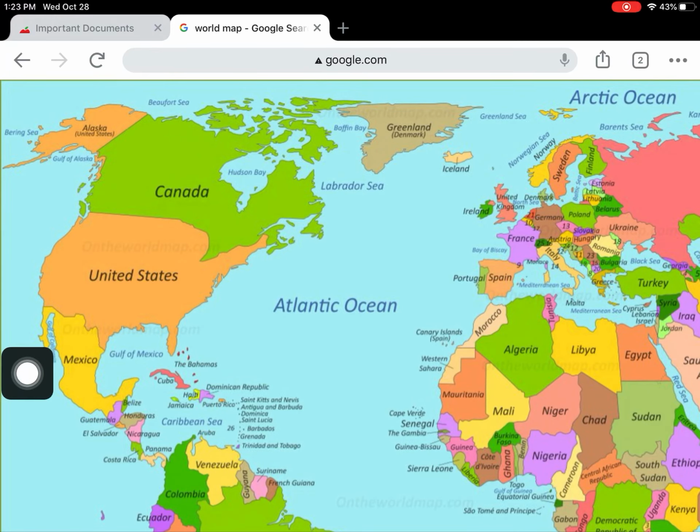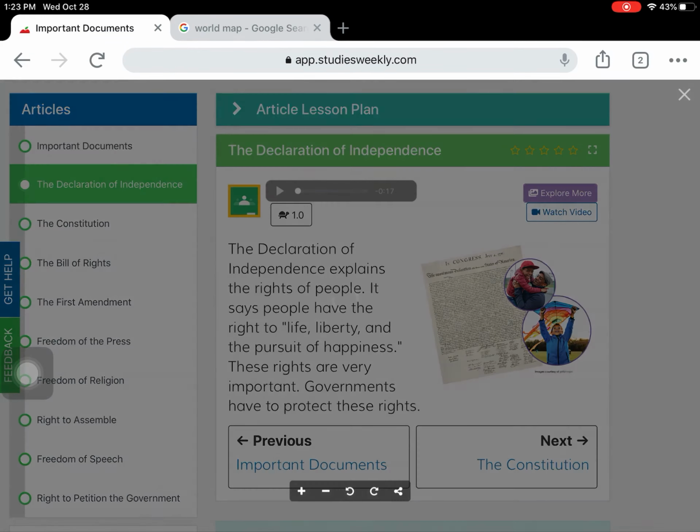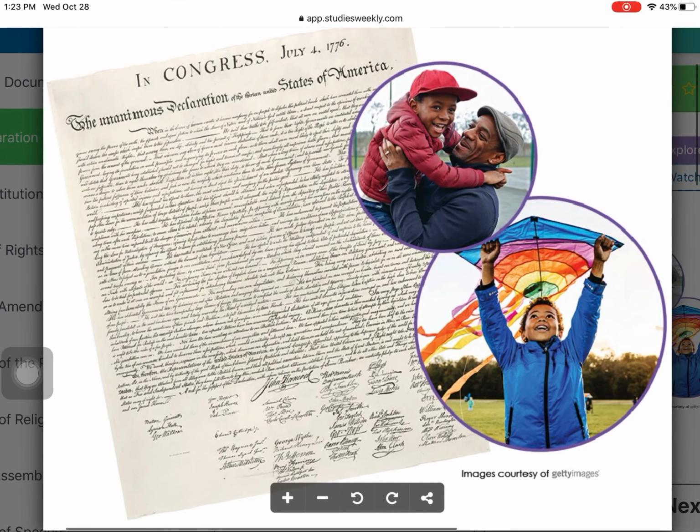There came a point where the colonists finally got so tired of being told what to do by the king that they decided that they were going to break away from being a part of the British king's rule. They decided that they did not want to be ruled by him anymore. So they sent him the Declaration of Independence, which looks like this picture right here. It starts with in Congress on July 4th, 1776.